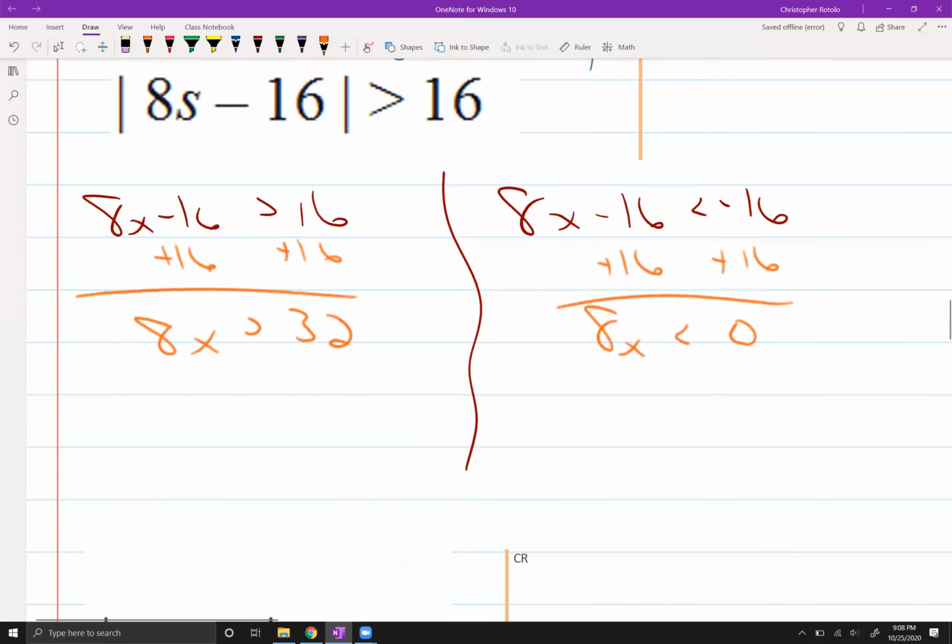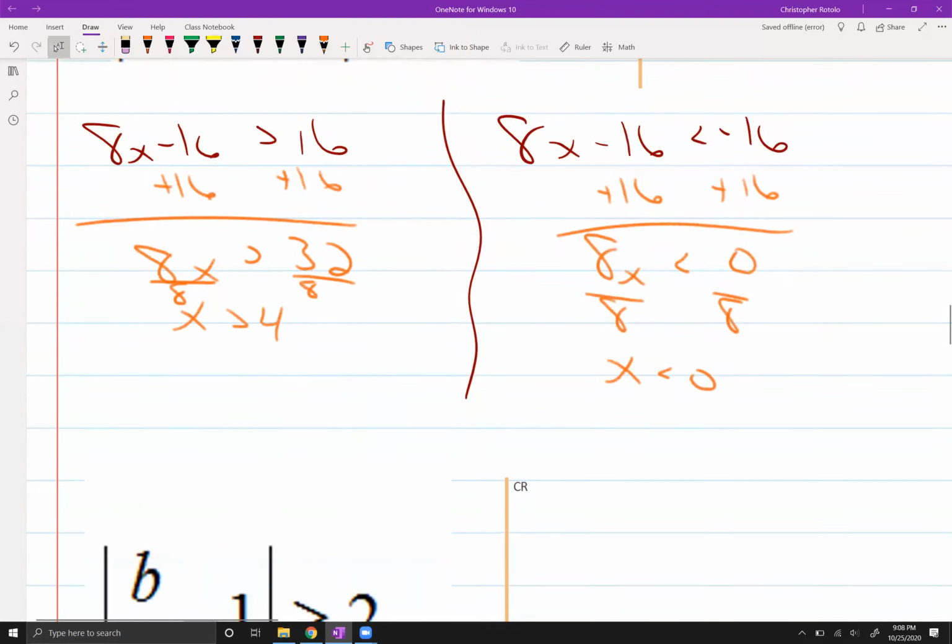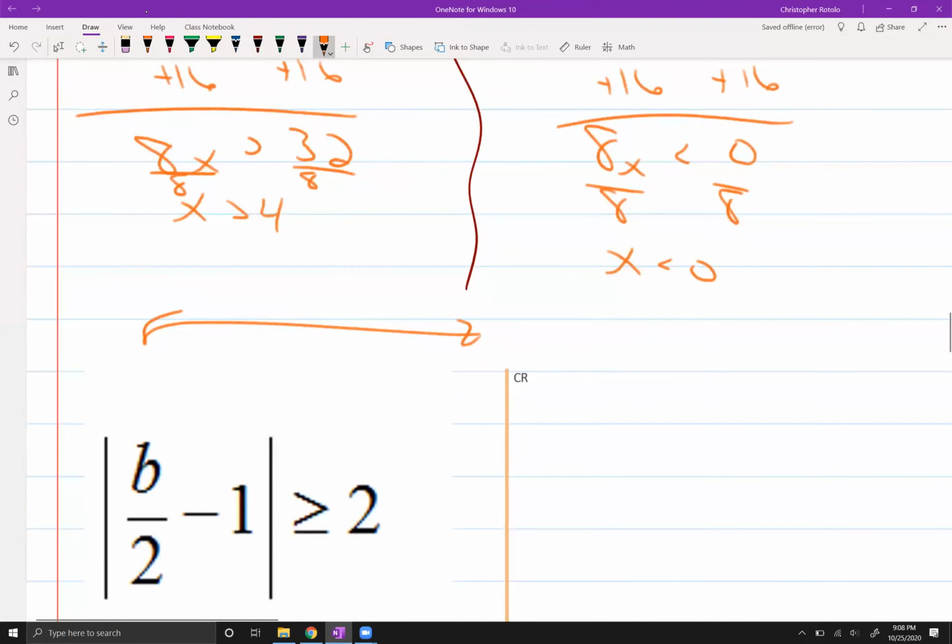Does that mean it's a no solution? No, no, no, no. That just means we're going to have to deal with the number 0 on our number line. And here when we divide by 8, we're going to get x is greater than 4. So that means my number line has 0 and 4 listed on it. They're both open. We're going to be greater than 4 and less than 0. These all happen to be less than so far, which is causing that or combination. All right, you can see the next one.